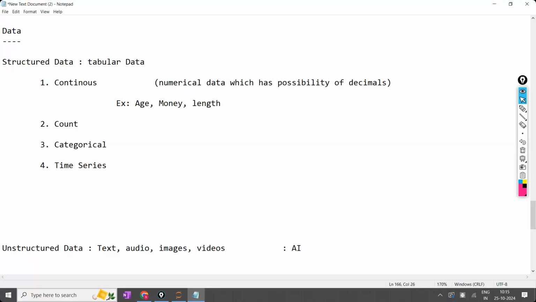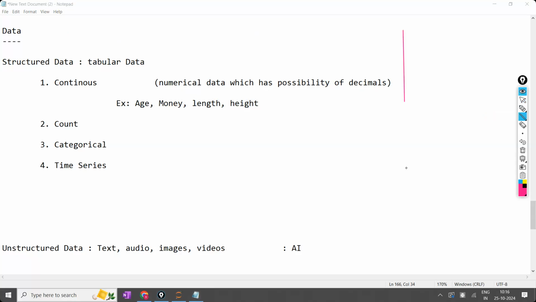For example, you are having the height of the person, length, height, all this comes. Height of the person: 5 feet, 4 feet, 6 feet. 4 feet means 4 feet only will be there. 4.1 feet will not be there. 5.2 will not be there. 5.4 will not be there. So the possibility is there now.